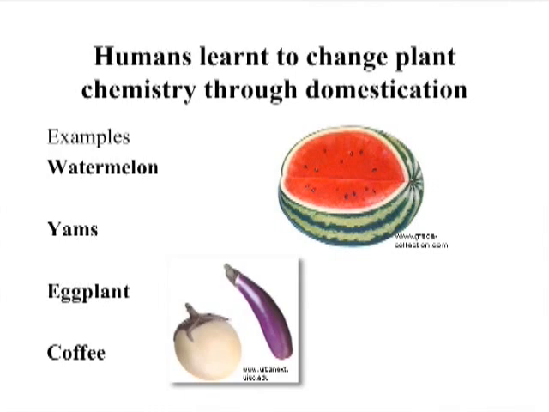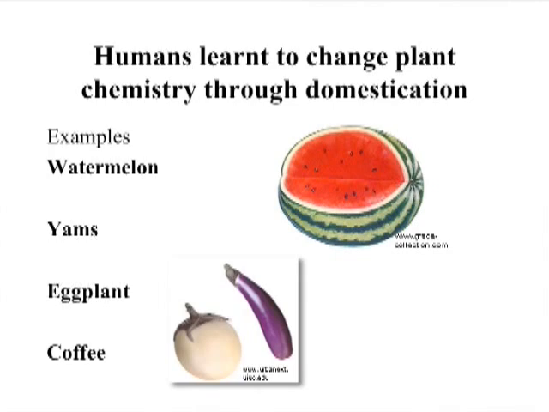Now, we've talked about the ways in which we've changed plant morphology and other kinds of characteristics of the plant through domestication, but we've also changed plant chemistry. And this has really big implications if we think that some of the secondary compounds in plants are useful as defenses. If we change plant chemistry, we need to think about what impacts that has for the plants themselves.